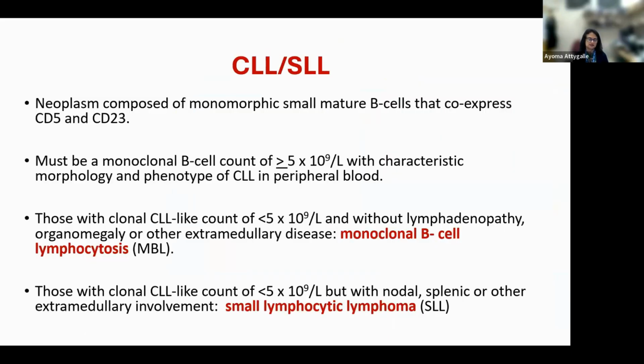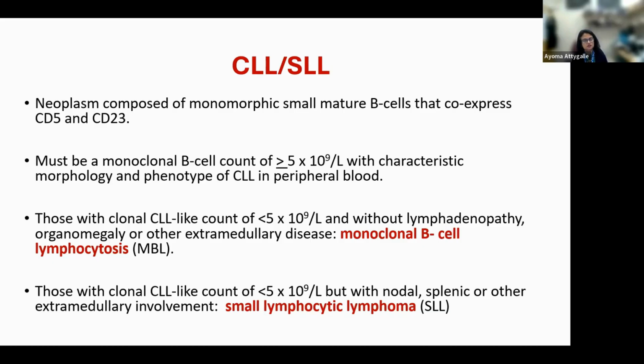CLL/SLL is essentially a neoplasm composed of monomorphic small mature B cells. This is not taking into account the proliferation centers; this is what you see in the blood, really. Mature B cells that co-express CD5 and CD23. There must be a monoclonal B-cell count of at least 5 × 10⁹ per liter with characteristic morphology and phenotype of CLL in the peripheral blood for us to call it CLL.